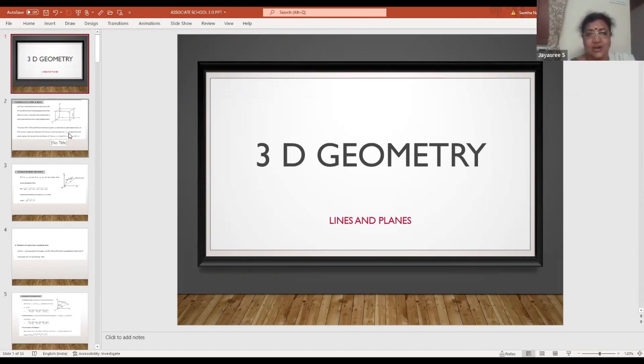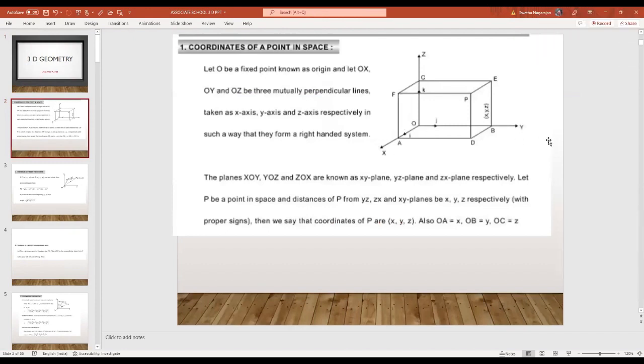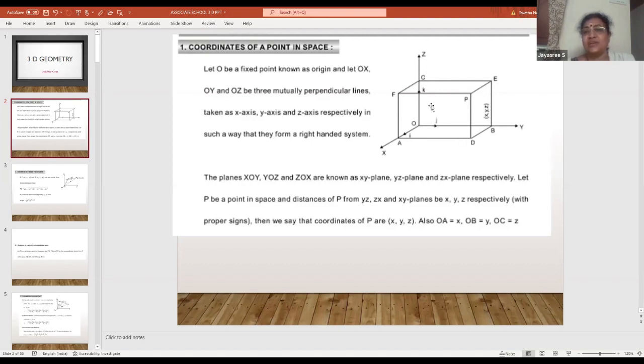So first, let us recall what we are talking about. We have 3 mutually perpendicular lines which act as axes, and we take a right-handed system, which divides the space into 8 octants. Through that we start our 3D in class 11th. So x-axis, y-axis, z-axis: a point on the x-axis is (x, 0, 0), a point on the y-axis is (0, y, 0), a point on the z-axis is (0, 0, z). The origin is (0, 0, 0).